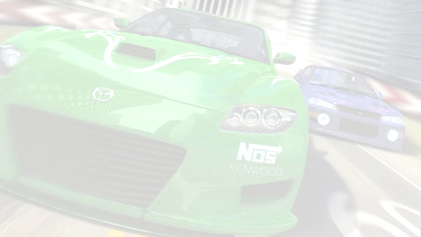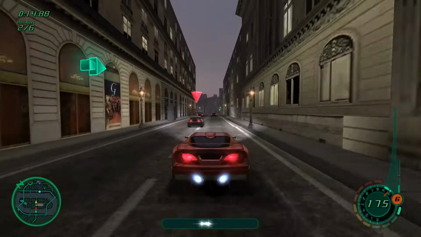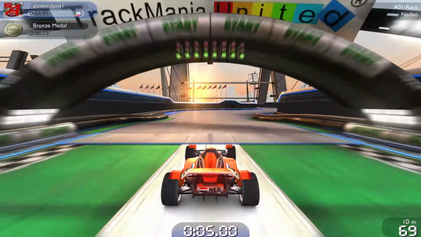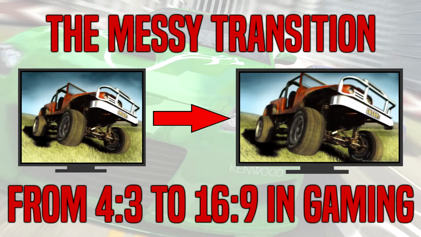While there were some displays that used a widescreen aspect ratio like 16:9, it only really started becoming standard with flat-screen HD TVs. This transitional period from 4:3 to 16:9 was very messy for gaming, with some games getting it right and others completely botching it. Let's take a look back at the common widescreen issues that plagued games during this period.